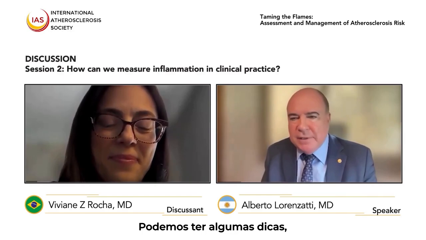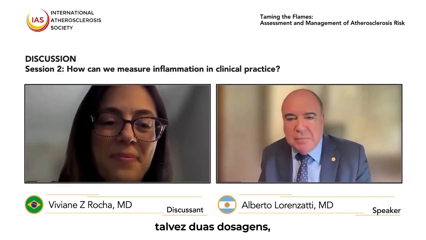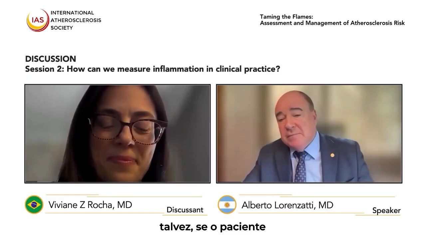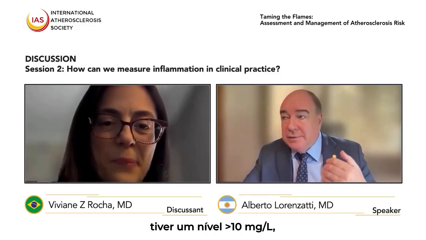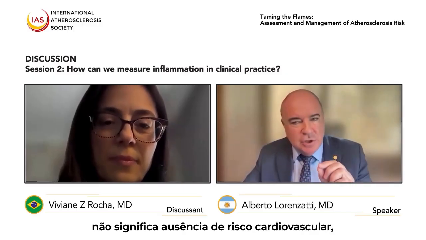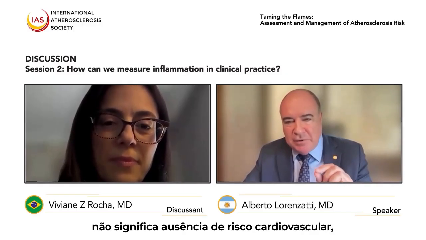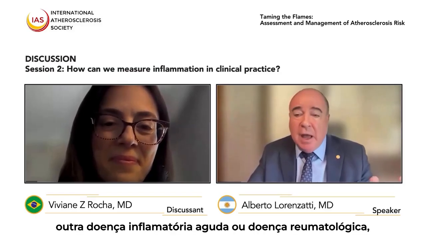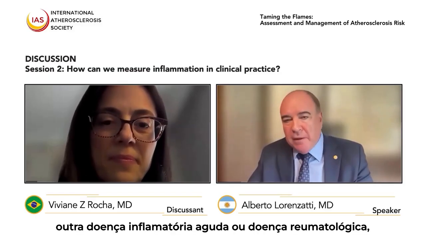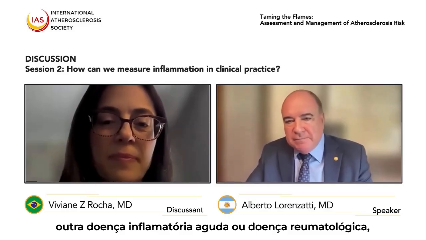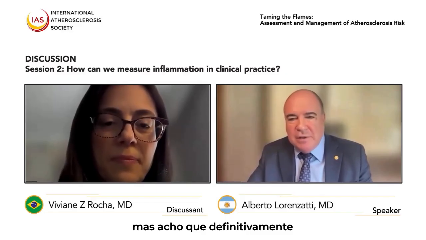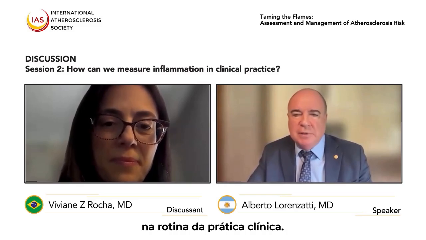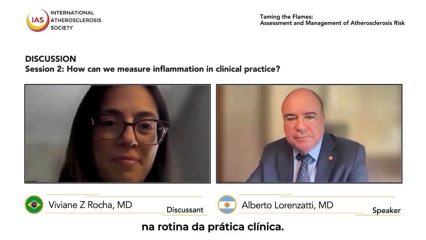We can manage some tips, maybe two determinations. Maybe if the patient has a level more than 10 milligrams per liter, there is no absence of cardiovascular risk, but perhaps it could be a case of other acute inflammatory illness or rheumatologic illness. But I think we definitely have to incorporate the measurement of CRP in routine clinical practice. What about you?